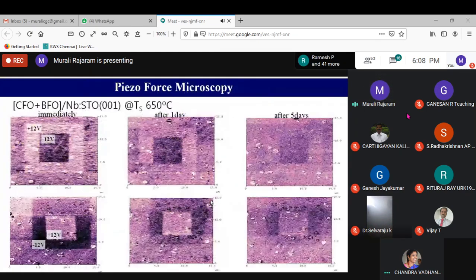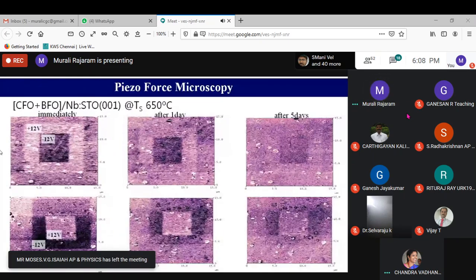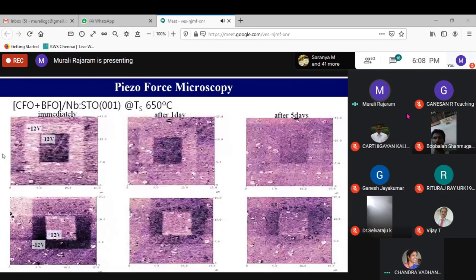So this is piezo force microscopy on our sample. This proves that these are ferroelectric samples. You apply a field of plus 12 volt and then apply minus 12 volt, so you can switch the domain. This is after switching. That means we have ferroelectricity in our films. We have proved that the ferroelectricity is robust.